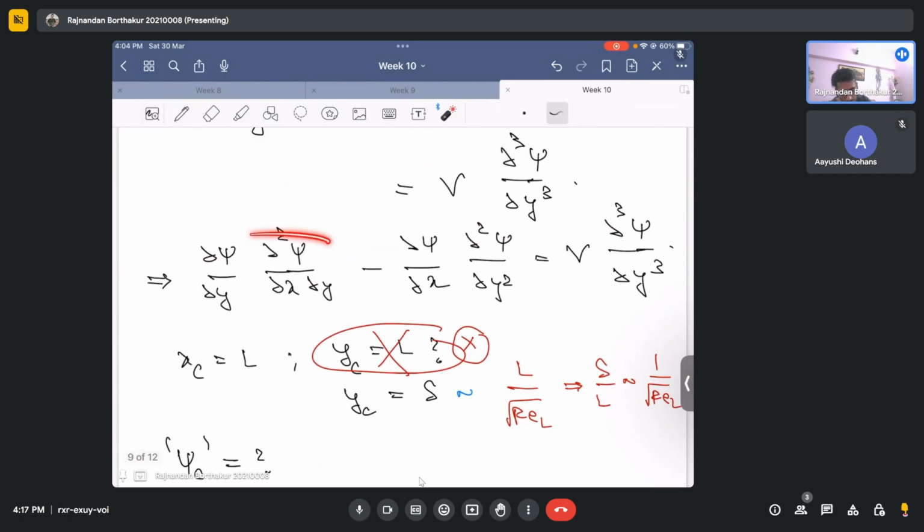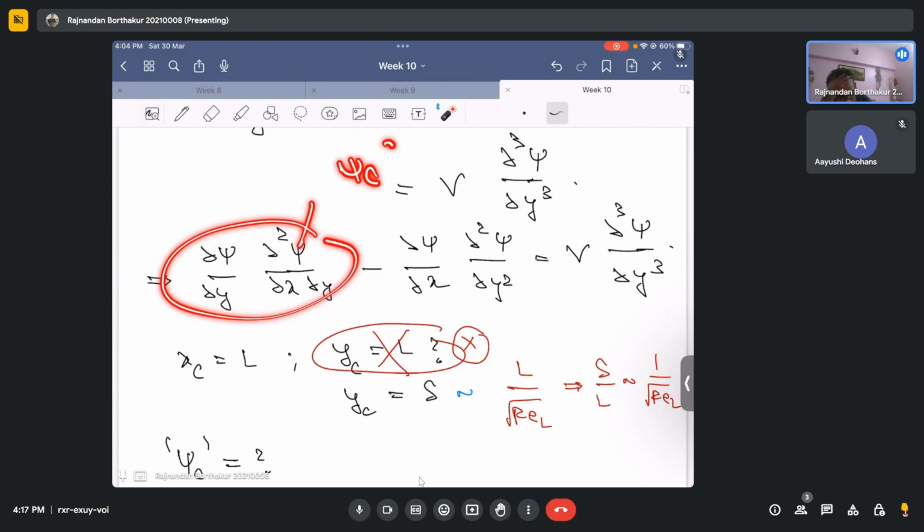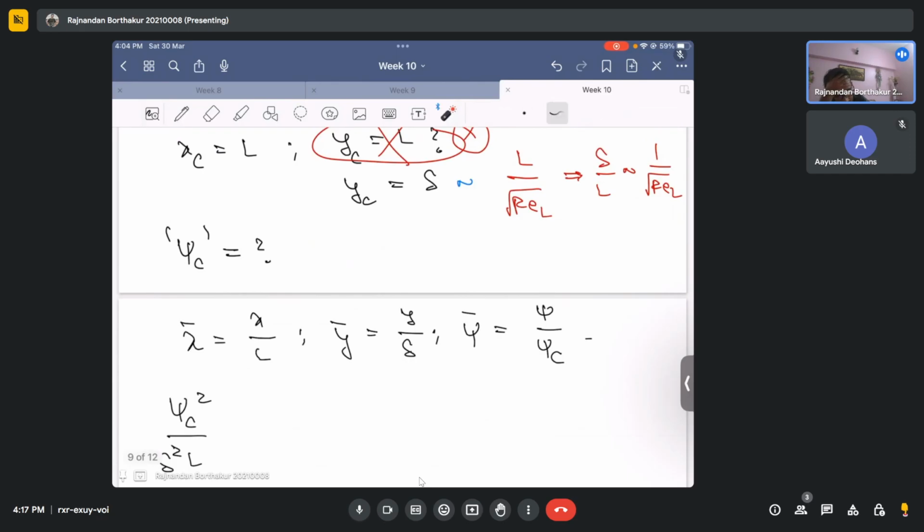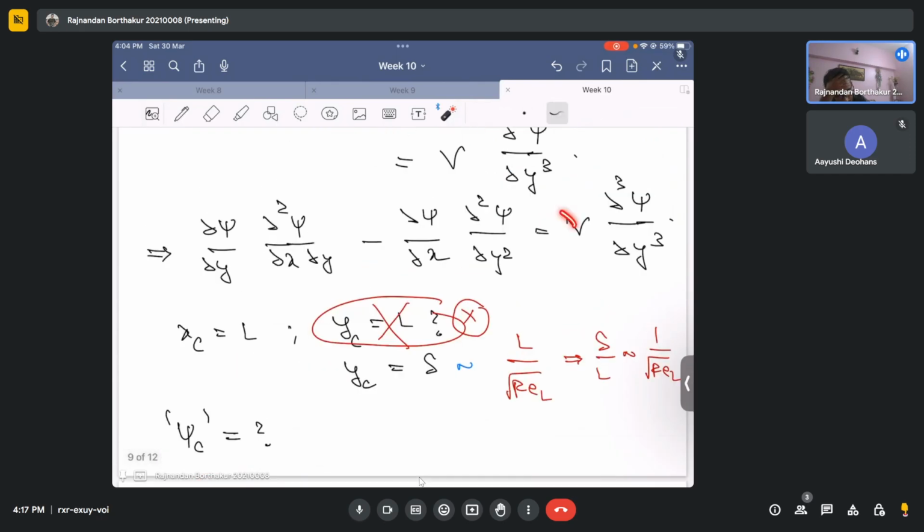So from here, what will we get? We will get psi c squared by delta squared L, if I'm not wrong. I hope you can understand what I'm trying to say. All you need to do is substitute this into this equation.